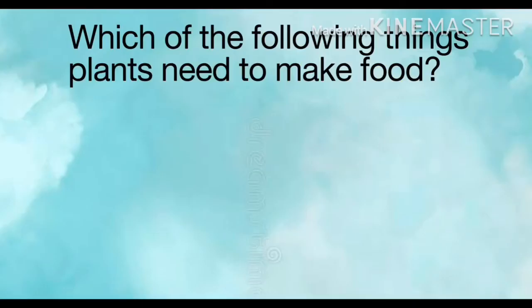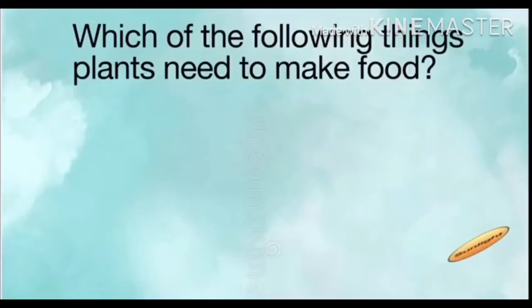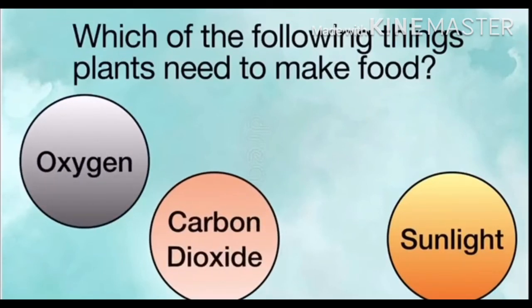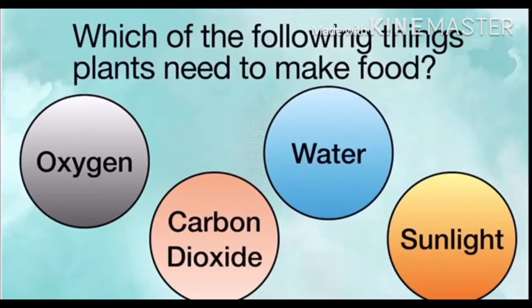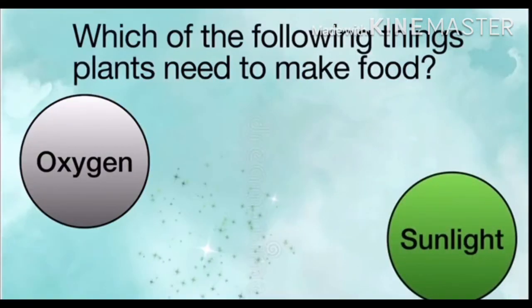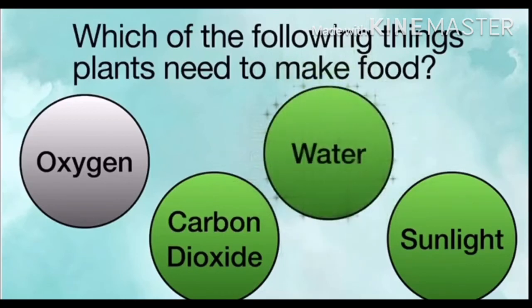Which of the following things do plants need to make food? And your options are sunlight, oxygen, carbon dioxide and water. So what are the things that plants need to make food? The things are, yes, think, sunlight, carbon dioxide and water.